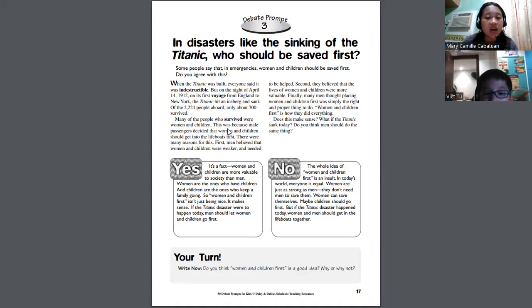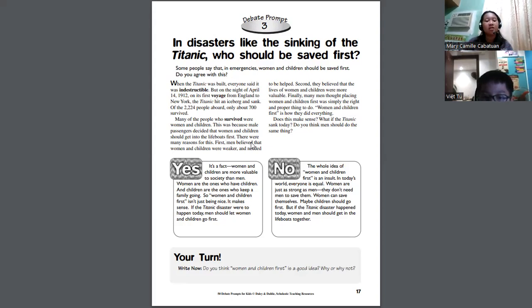Many of the people who survived were women and children. This was because male passengers decided that women and children should get into the lifeboats first. There were many reasons for this. First, men believed that women and children were weaker and needed to be helped. Second, they believed that the lives of women and children were more valuable. Finally, many men thought placing women and children first was simply the right and proper thing to do. Women and children first is how they did everything. Does this make sense? What if the Titanic sank today? Do you think men should do the same thing?